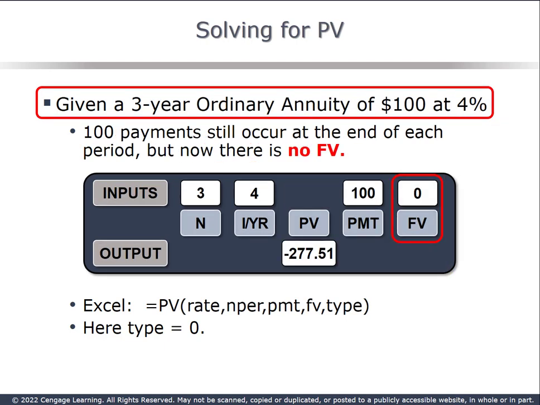This problem looks the same but is slightly different. 3-year ordinary annuity, 4% annual rate. The question is, how much do you need to deposit, negative, now to withdraw a positive $100 each year? N is 3, I/Y is 4. Payment is a positive $100. You're wanting to withdraw it. Future value is 0 because you want to draw the account down to 0 at the end of 3 years. Compute present value, $277.51.